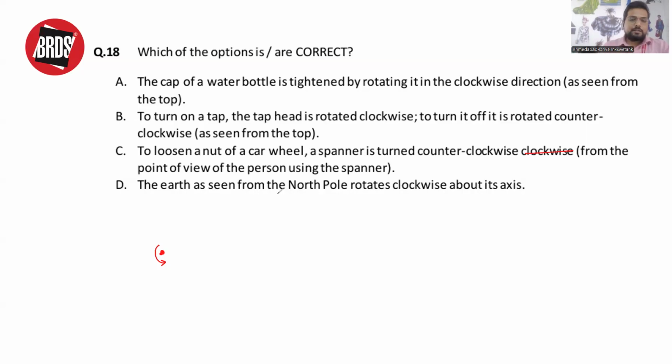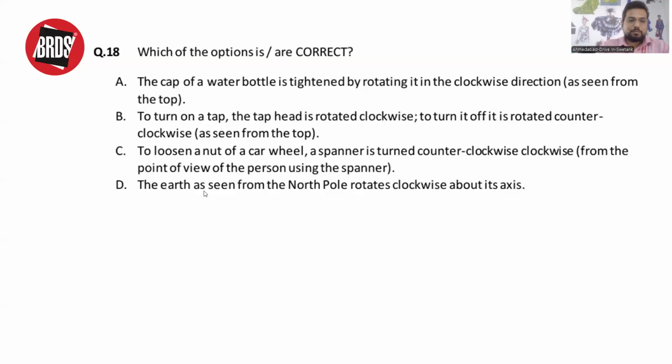Okay, and the Earth is seen from the north will rotate clockwise about its axis. It's completely wrong. The Earth rotates like this one. Okay, if you're looking from that particular side, from the top, it would be visible to you rotating counterclockwise. So the correct answer for the question would become A and the C. Okay, so this is a very correct observational question.